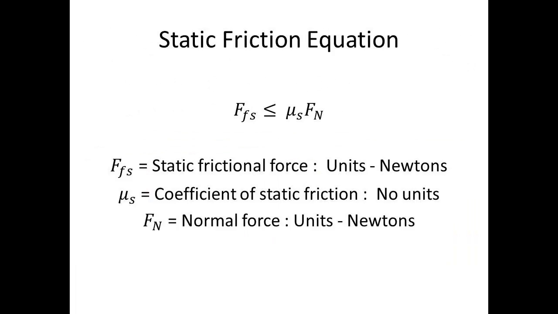So here's the equation for static friction. The static frictional force will always be less than or equal to the coefficient of static friction times the normal force. Note that the static frictional force and the normal force are both measured in newtons. The coefficient of static friction has no units. The coefficient of static friction is what brings in the two types of surfaces.